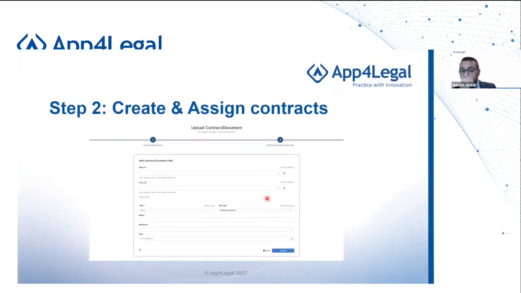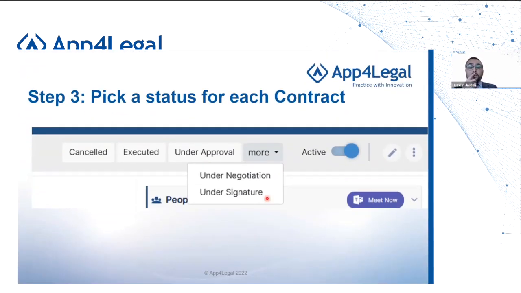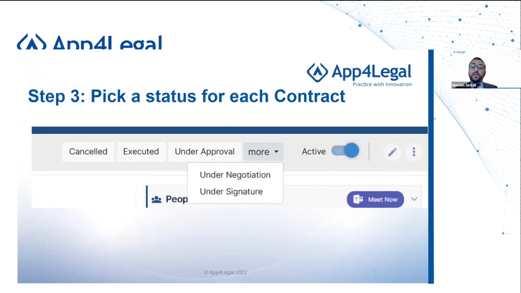Step number two is to start putting your contracts, uploading your contracts, creating contracts from templates, and so on and so forth. You start feeding the system with the data. And then whenever you're managing a contract, you just put the status of this contract. For example, it's under negotiation, it's under filing and drafting, it's executed, and so on. So we need to put the status of this contract.